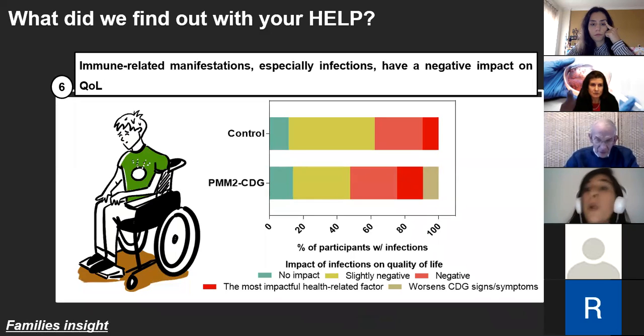Then we also inquired families about the impact of these immune-related manifestations on their quality of life. And both allergies and infections were described to have a negative impact on the patient's quality of life, but particularly infections, which had a particularly negative impact on the patient's daily lives, so daily tasks, daily routine, the ability of the patient to go to school, for example, or to eat.